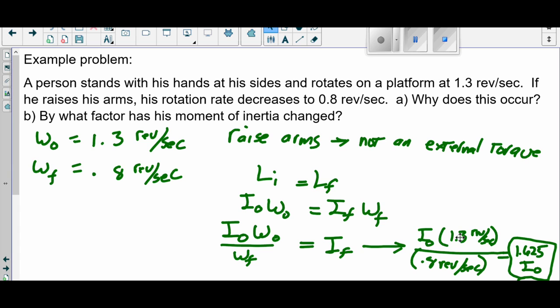We have an initial angular velocity of 1.3 revolutions per second, a final angular velocity of 0.8 revolutions per second. So if we divide those two, we get 1.625 times the original moment of inertia. So his moment of inertia has increased by a factor of 1.625. So this is just kind of a simple example getting into what we saw in the demonstrations and some of the other stuff that we talked about.